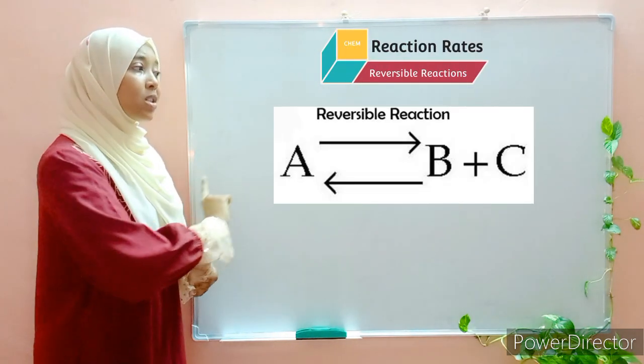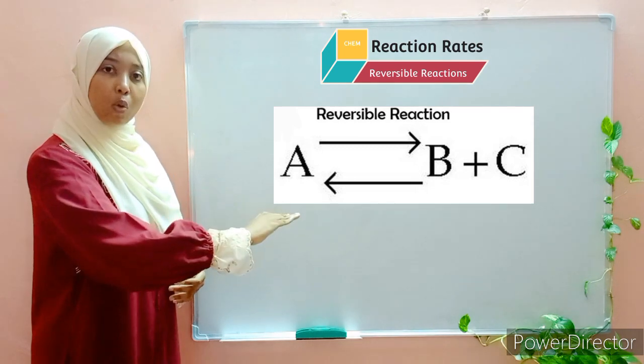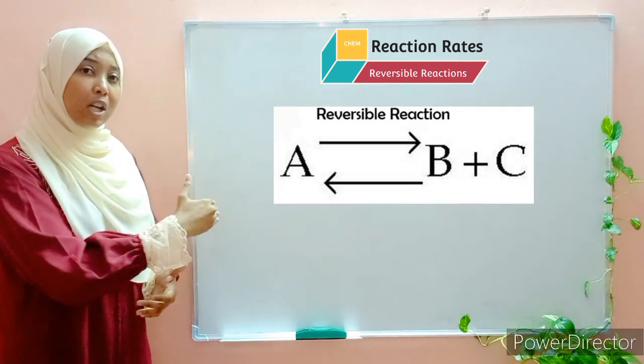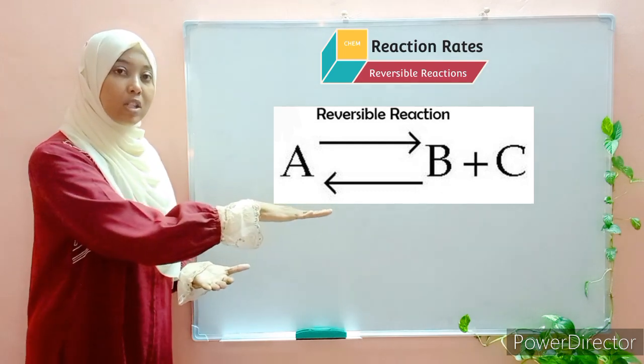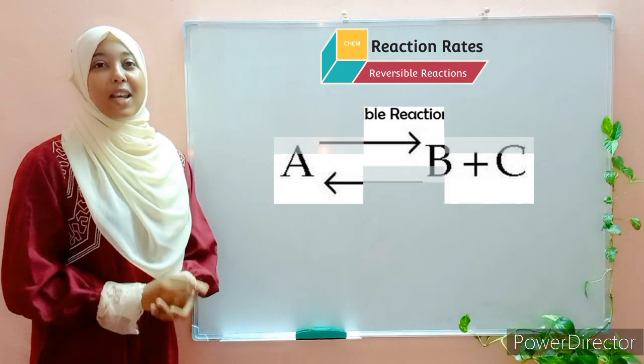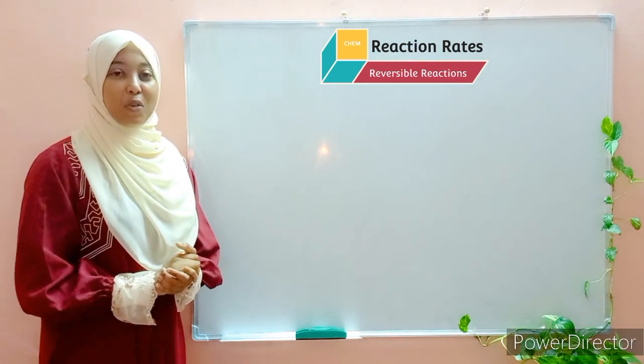Now, when illustrating this using a chemical equation, we use the double arrows as such to show that this reaction can occur in both directions, either the forward direction or the backward direction. And that is it on reversible reactions.